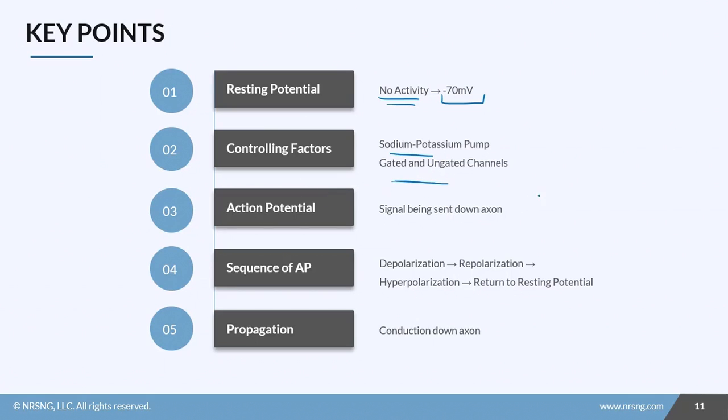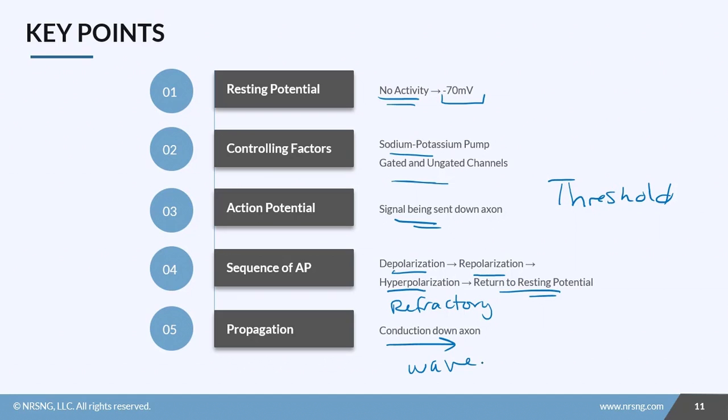Now, once it reaches the threshold, it will start an action potential, which is when a signal is actually being sent down the length of the axon. That process includes depolarization, repolarization, a brief period of hyperpolarization, which is when we see that refractory period, and then a return to resting potential. And that whole process propagates or conducts down the length of the axon like a wave so that we can send the signal where it needs to go.